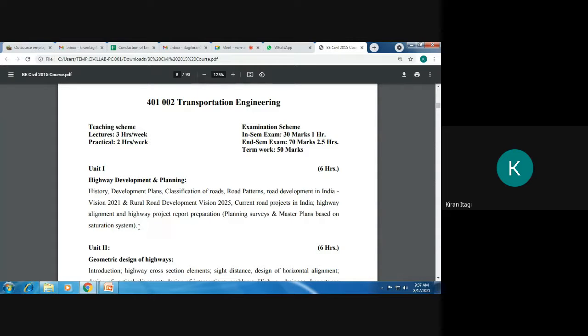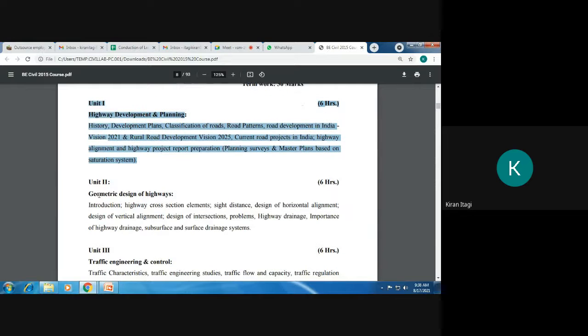Keeping in consideration that if it is offline mode, one question will be theoretical and one question will be numerical. And the numerical question will be a very easy one. Directly you have the formula, you substitute and you get the result. So the first unit is very simple and you can score full marks from the very first unit.